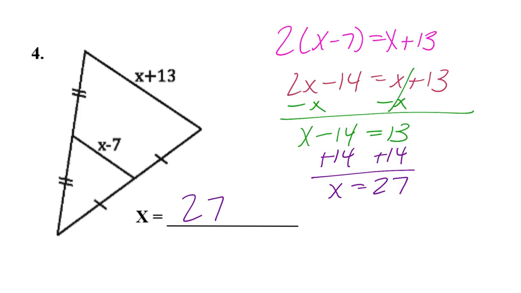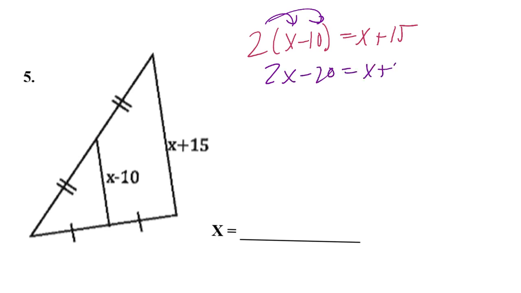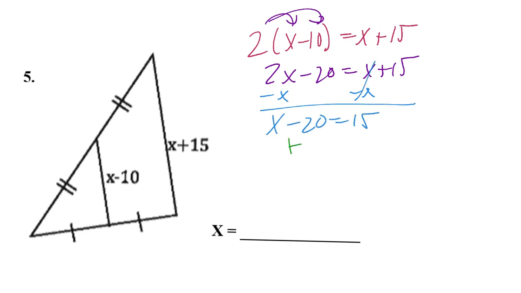Okay, hopefully you paused the video and you did okay with this. Check your work, see how you did, check your setup. Make sure you don't have any small errors. All right, let's do this one together. So you're going to do 2 times the midsegment, and the midsegment is x minus 10, equals x plus 15. Distribute your 2. 2x minus 20 equals x plus 15. Minus x on both sides. x minus 20 equals 15. Add 20. x equals 35.